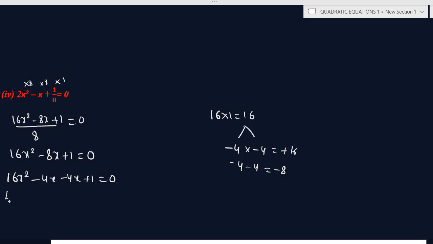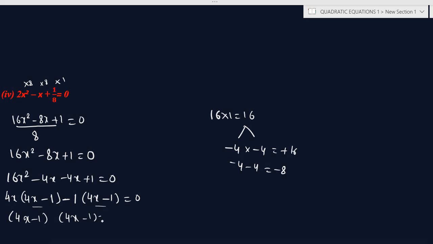Here I will take 4x common. If I take 4x common, what remains? 4x. Here 4 into 4 is 16, x into x is x², minus 4x. If I take common here, it means 1. Here I'll take minus 1 common. Here what comes? 4x minus 1 is equal to 0. Minus 1 into 4x is minus 4x, minus into minus plus, 1 into 1 is 1. Here whole 4x minus 1 is common. I'll take common. Again 4x remains here and minus 1 remains here is equal to 0.